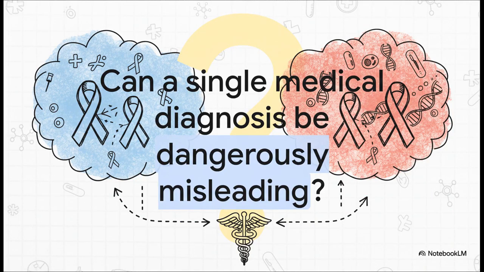So, let's start with a big question. Can one official medical diagnosis be, well, dangerously misleading? I mean, when you get a diagnosis, you expect it to mean one specific thing, right? But what happens when that name is actually a mask for two totally different culprits?